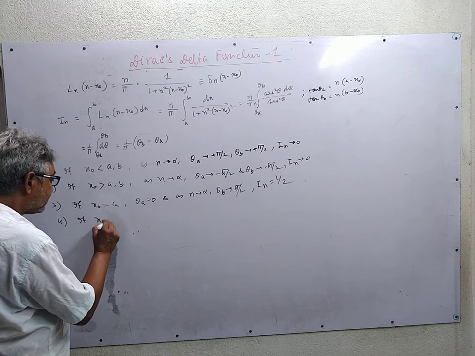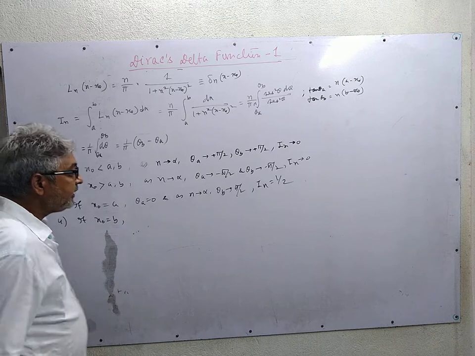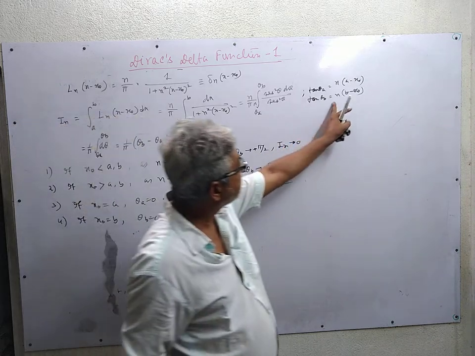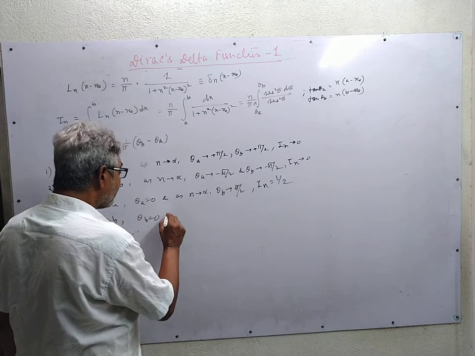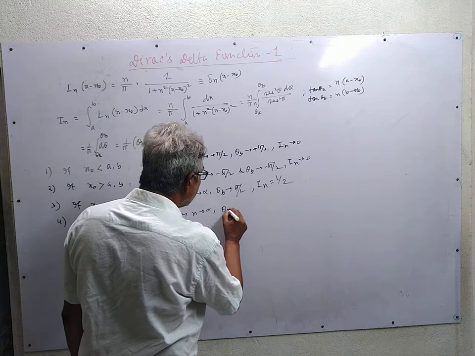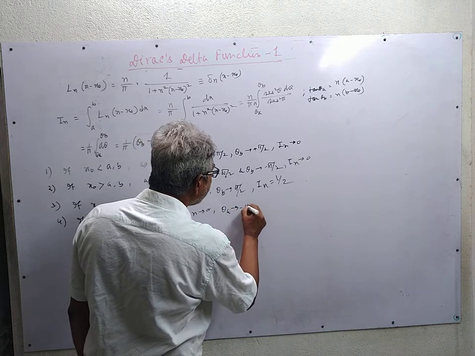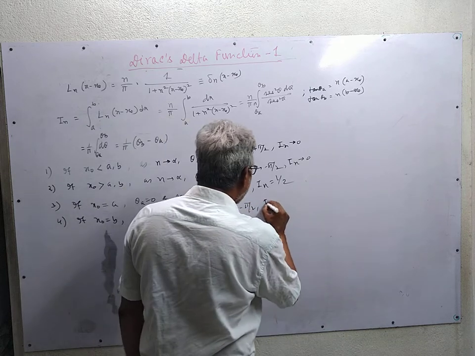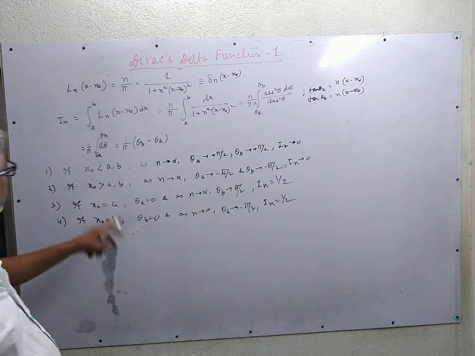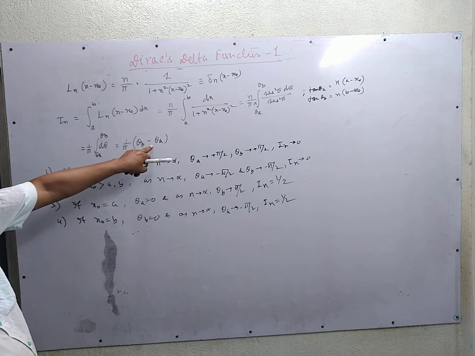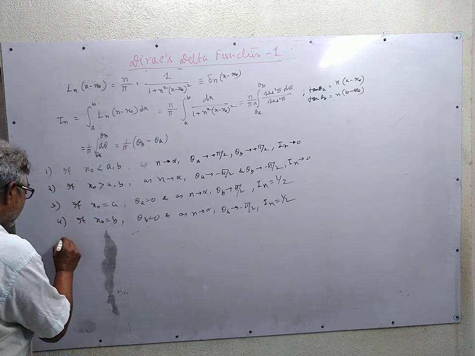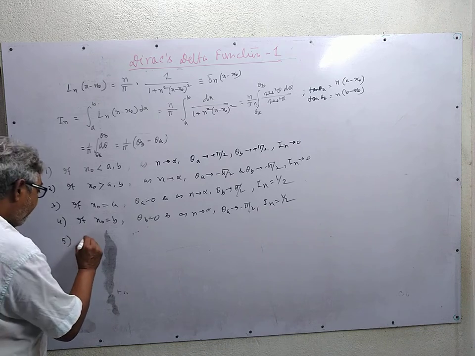If x0 is equal to b, in which case theta b is equal to 0, and as n tends to infinity, theta a tends to minus pi by 2, and again I n is equal to half, because this is 0 and this is minus pi by 2, which cancels out.